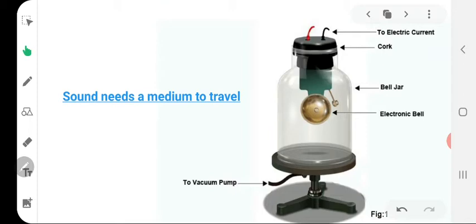So, what can we infer from this experiment? We can infer that in the absence of air, sound was unable to reach from the source to the listener. This means sound cannot travel through vacuum. Exactly for the same reason, sound cannot reach from space because there is vacuum in space for the propagation of sound. There is absolutely no medium, and sound cannot travel if there is no medium.